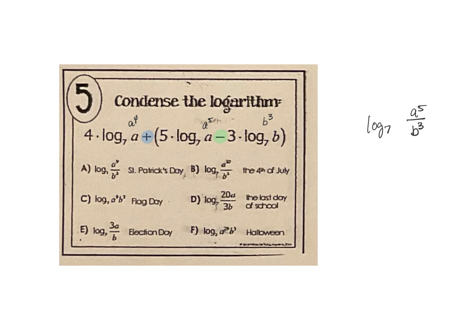And then in front here, I still have to worry about this logarithm. So the term is a to the 4th, and this plus sign means multiply. So that means I can just add it to the top of this fraction because it's being multiplied. So I can just put a times a to the fourth right here, and then that's going to simplify by adding my exponents. So this becomes log base 7 of a to the 9th divided by b to the 3rd.